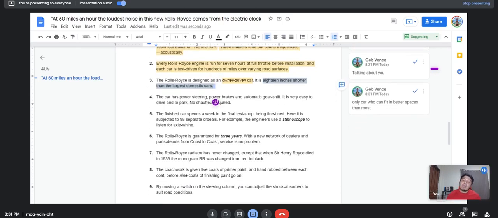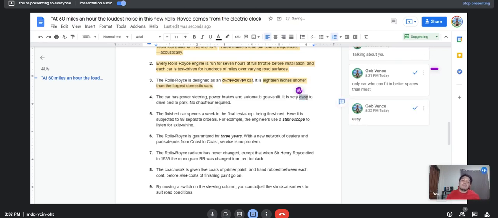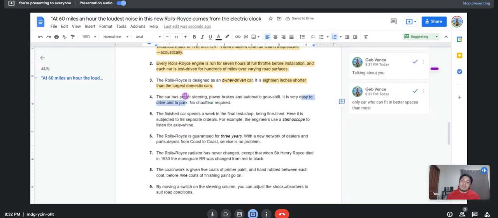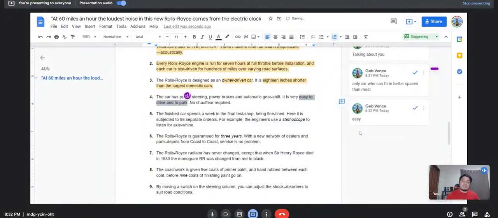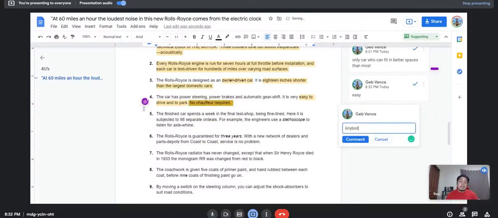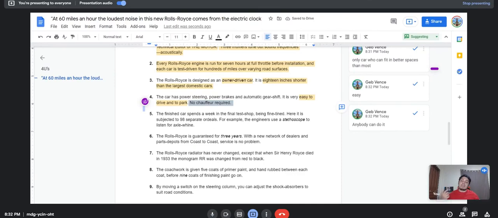Next, the car has power steering, power brakes, easy to drive and to park. Then there's what they call, he says, no chauffeur needed. That means anybody can do it. Okay? Yan. Really diving deep onto what he's talking about. Right? So the car has power steering, power brakes, and automatic gear shift. It is very easy to drive and to park. It's easy. No chauffeur required. Anybody can do it. Okay?